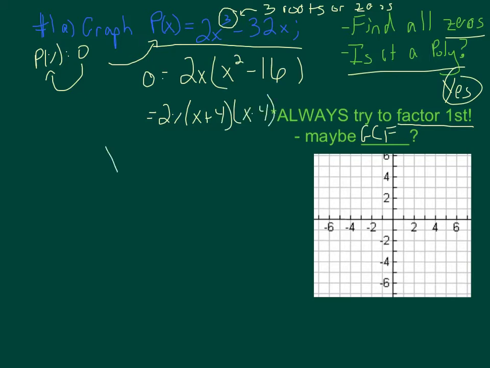And looky there, our roots are negative 4, positive 4, and by the way, this x right here could also equal 0. Those three values of x will make this polynomial equal 0.